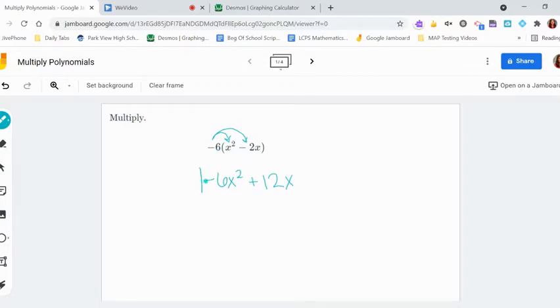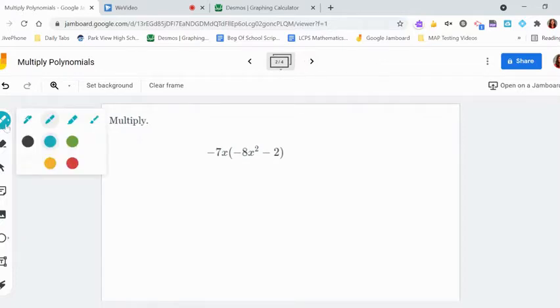So this would be your answer for this problem. I can't do anything else because I can't add these. They're not like terms. I can just multiply and then leave my answer like this. Let's look at another example here. We're going to multiply again.